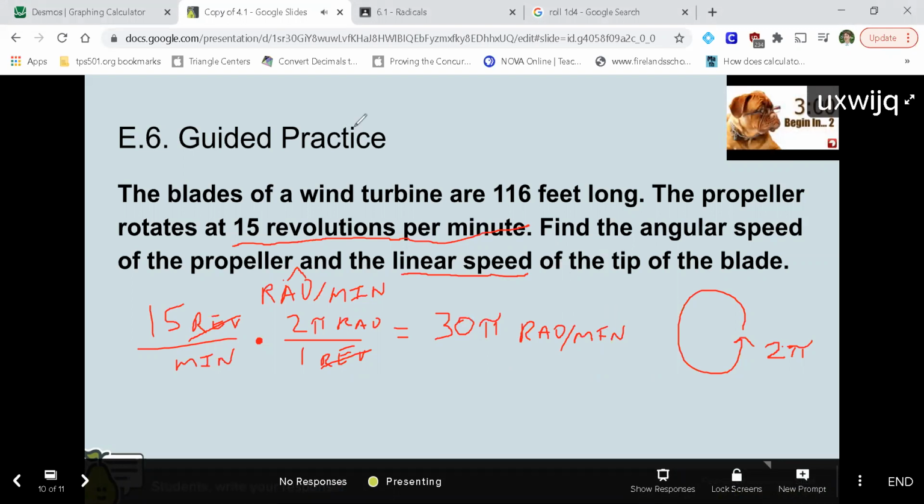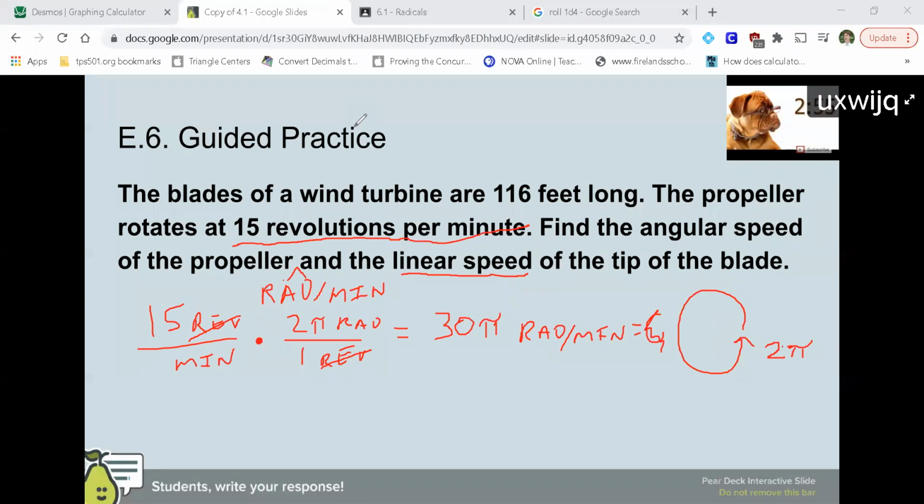Now you know what this is. Theta. Or sorry, that's not theta. That's omega. That's your angular speed. That means theta is 30 pi radians.